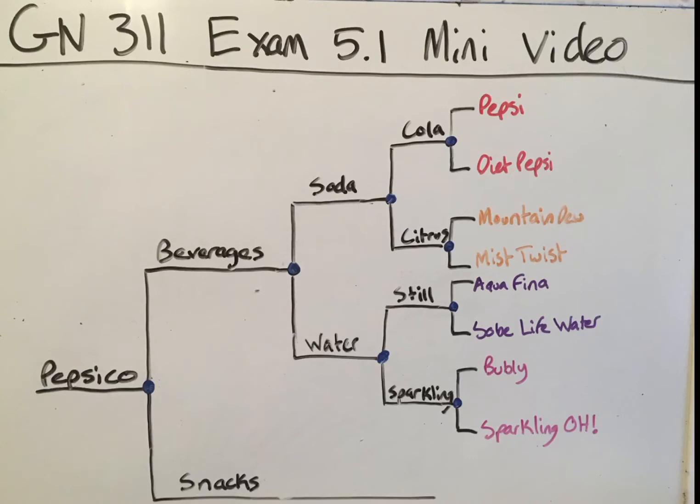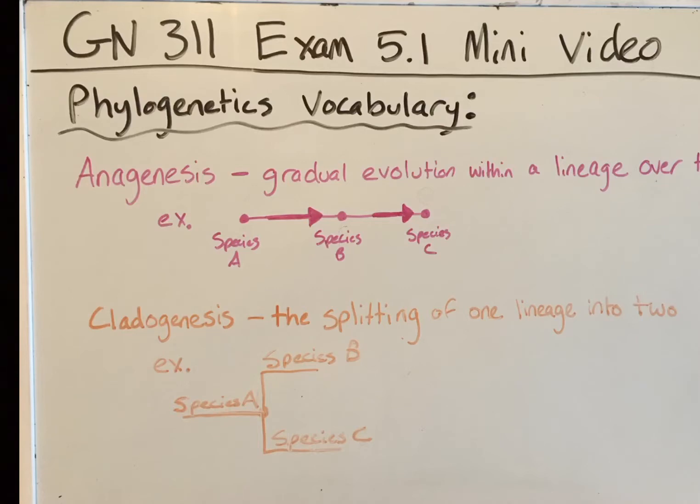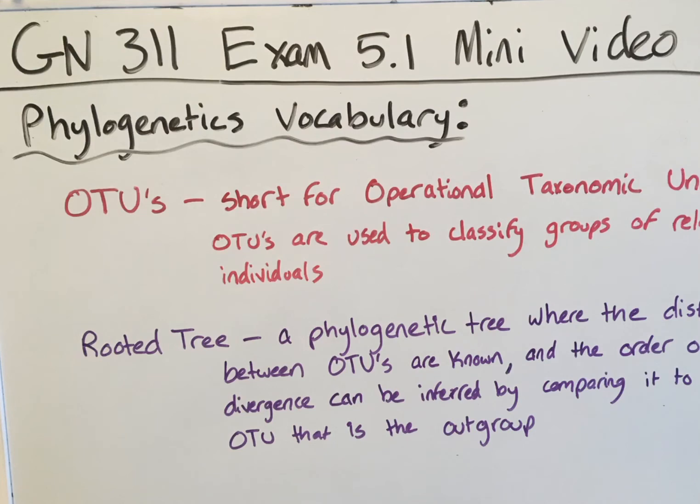Before I go into more detail, I want to cover some terms that will allow for a better understanding of the topic. First is anagenesis, which is the gradual evolution of a lineage over time, sometimes resulting in new species. This differs from cladogenesis, which is the splitting of one lineage into two, resulting in new independent species. Next, we have OTUs, which is the abbreviation for operational taxonomic units. OTUs are used to classify groups of related individuals.